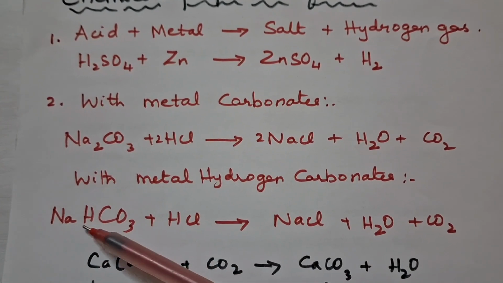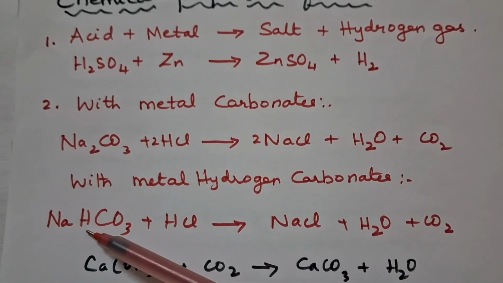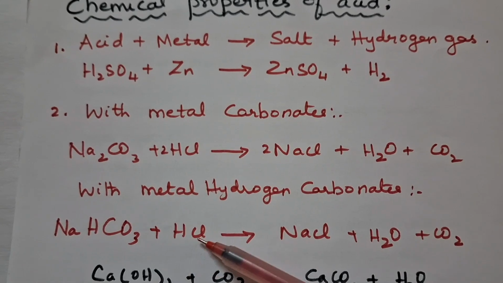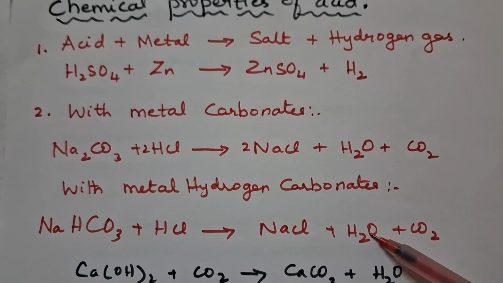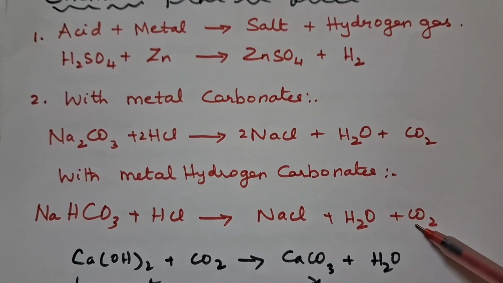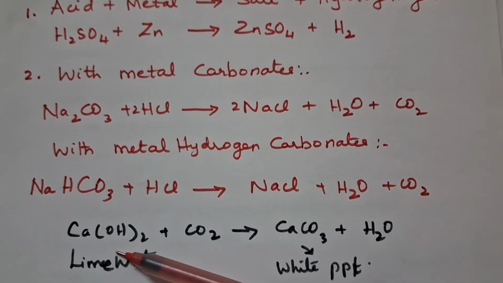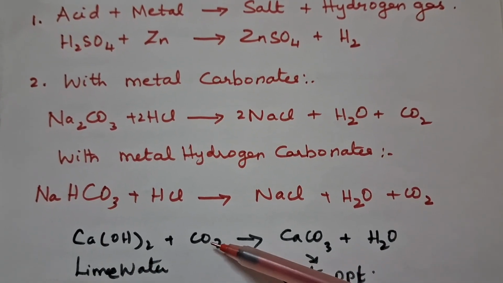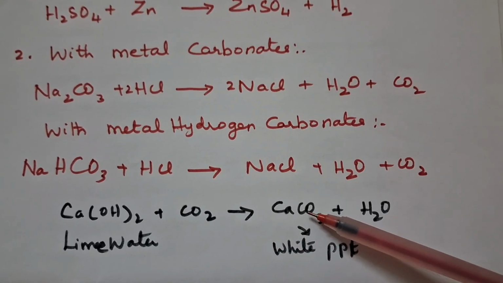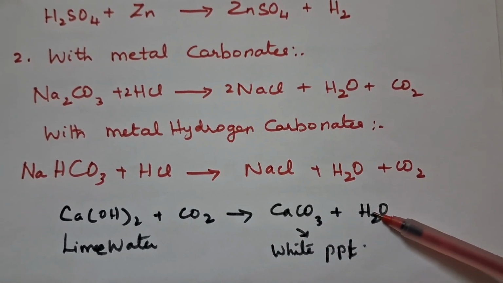Similarly with bicarbonates or hydrogen carbonates. Sodium bicarbonate reacts with hydrochloric acid to give NaCl, water and carbon dioxide. Now this carbon dioxide, if you bubble it continuously through lime water, gives a precipitate of calcium carbonate, and water is given out.